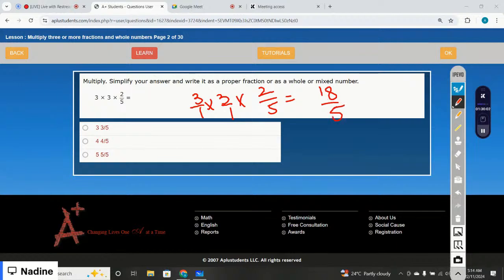Now the numerator is greater than the denominator, so you can simply divide. 18 divided by 5. 5 times 3 is 15. 18 minus 15 is 3. That is 3 whole 3 over 5. The correct option is option number 1.